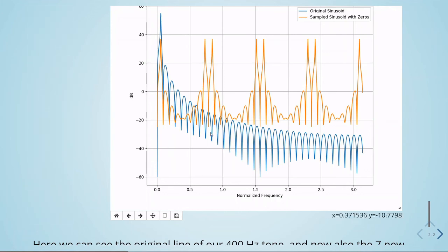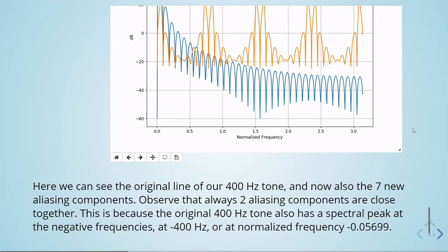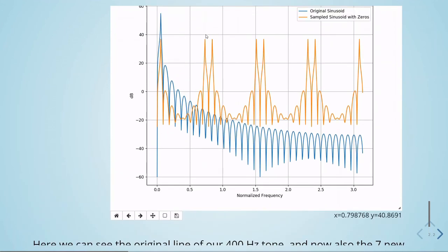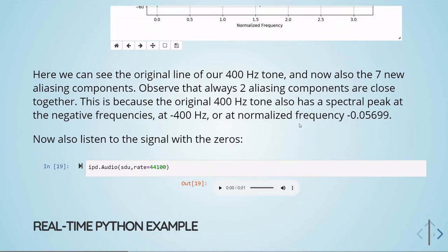So we go from the blue to the orange, and observe that always two aliasing components are close together. This is because the original 400 hertz tone also has a spectral peak at negative frequency, at minus 400, a normalized frequency of minus 0.05, and this is why they appear together, because in the negative frequencies we would also have a peak. This is a characteristic of the sinusoid, and now we can also listen to the signal still with zeros.